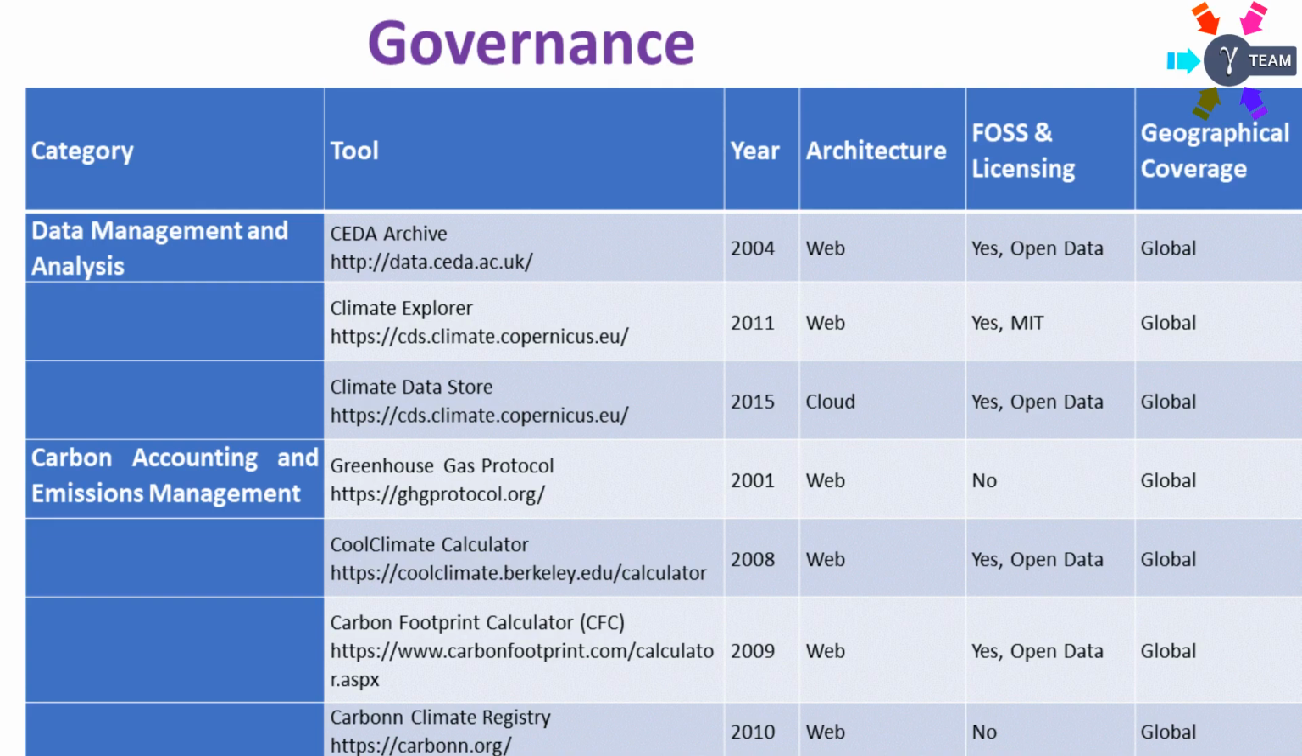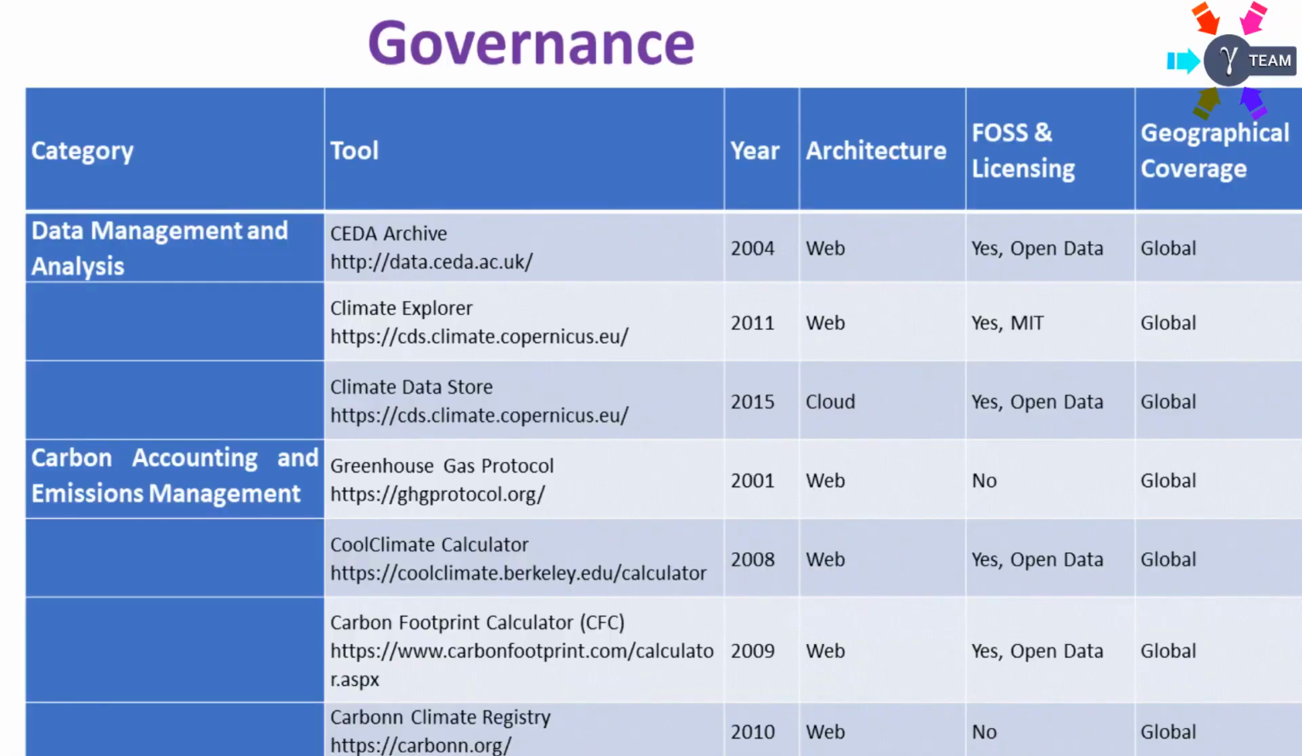So we have categorized them in a table. So this table has the categories and the tools. Tools mean what are the solutions available with the web links and the year of release and the architecture, whether it is a web-based, cloud-based or standalone, and the licensing, whether it's a free and open source or the paid one, and the geographical coverage, whether it is a local one or the regional one or the global one.